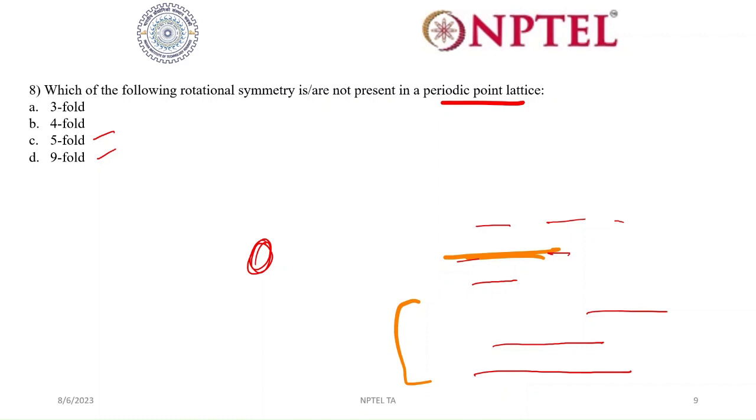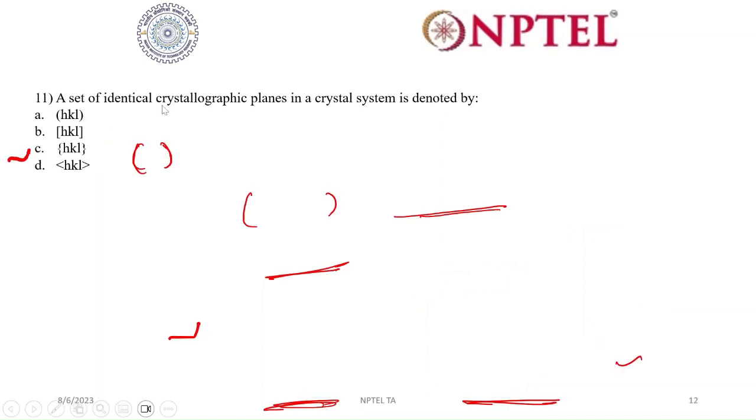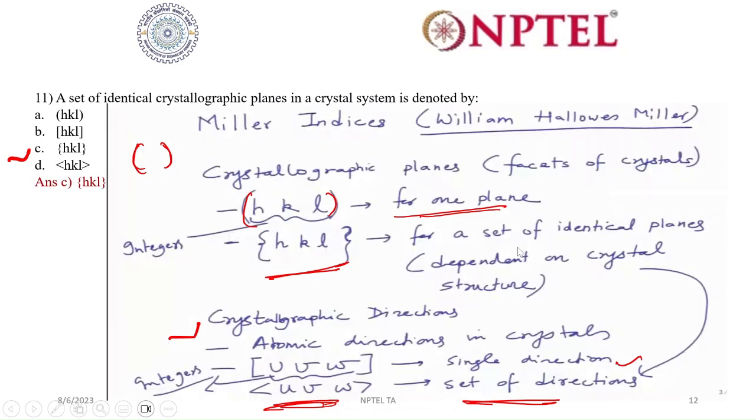A set of identical crystal planes in the crystal system generated by the symmetry of the crystal system, a set of equivalent planes. So the answer is {hkl} in curly brackets. Please remember (hkl) for one plane, curly brackets for a set of planes, and square brackets for a particular direction. This is the direction. Then the set of planes. Please remember this.